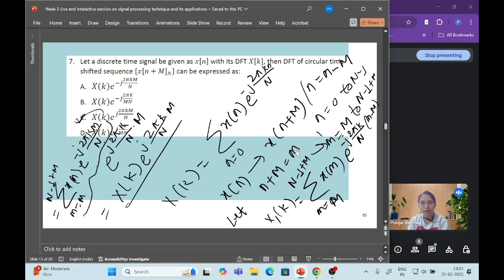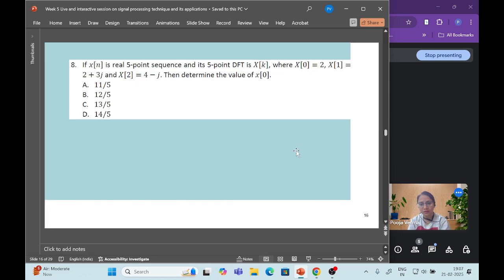So moving to the next question. Now the next question is, if x of n is a real 5-point sequence and the 5-point DFT is x of k, where x of 0, x of 1, x of 2 are given, then determine the value of x of 3 and x of 4. What will be the value of x of 0? Can you answer? Okay, here it is already given that it is a 5-point DFT. So n is equal to 5.